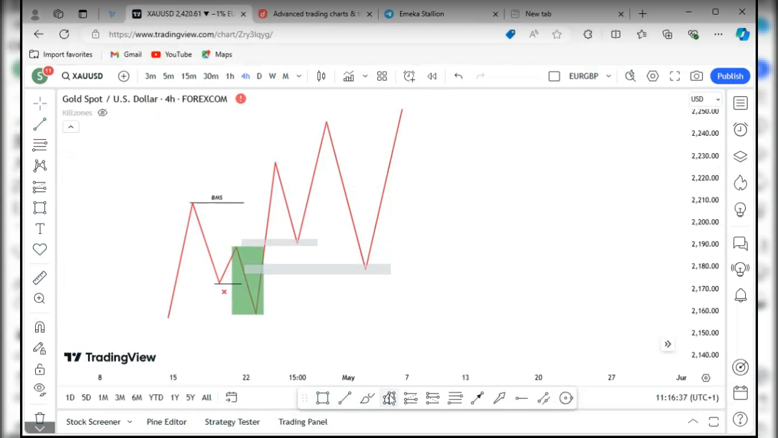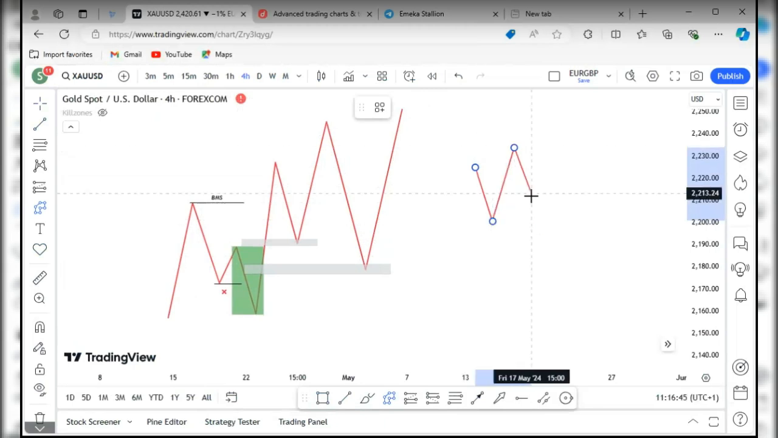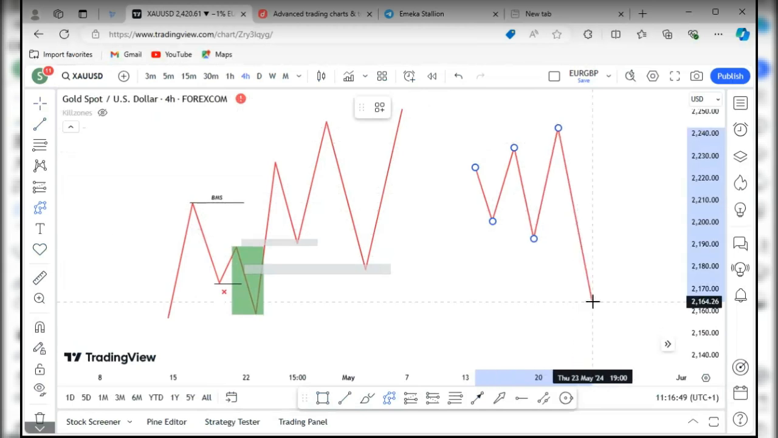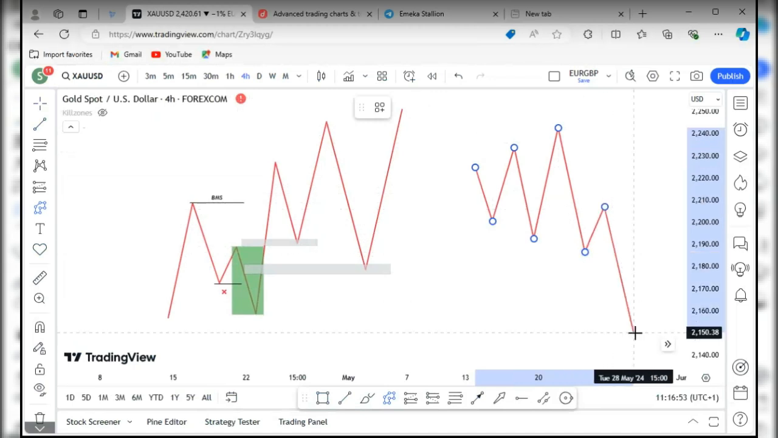So whether for a sell or for a buy, you want to see price giving you a sweep of that high and then breaking low. So maybe something like this, and then there should be a fair value gap somewhere around that. Price will come back to trade off.